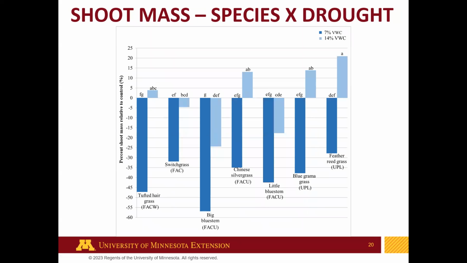For shoot mass, very similar to shoot count, we had a species by drought interaction. And again, in almost all cases, within a species, that 7% volumetric water content treatment was significantly lower when compared to the 14% volumetric water content treatment. However, this time it was little bluestem where the 7% and the 14% volumetric water content treatments were similar.